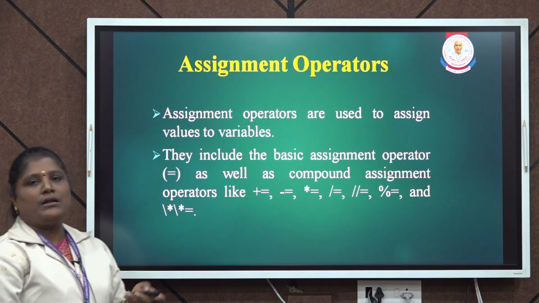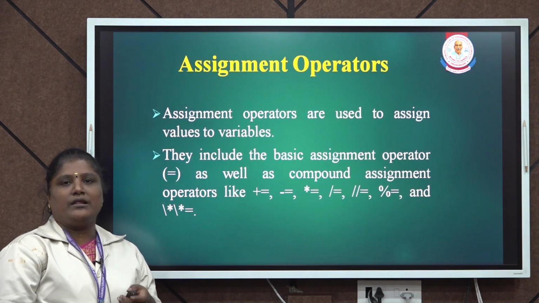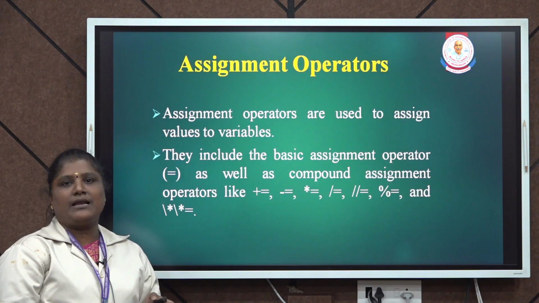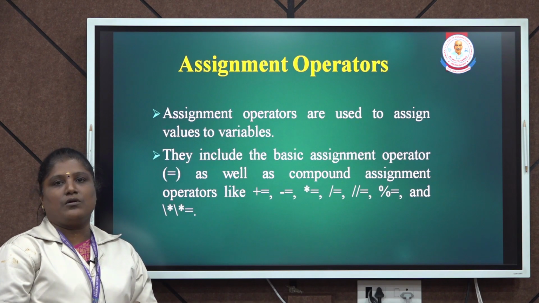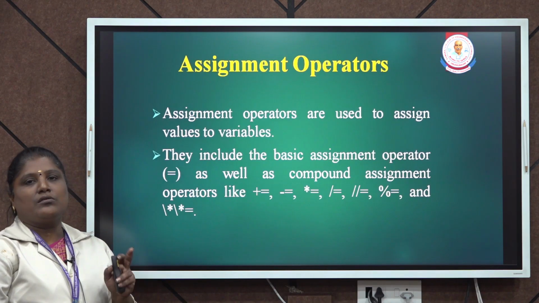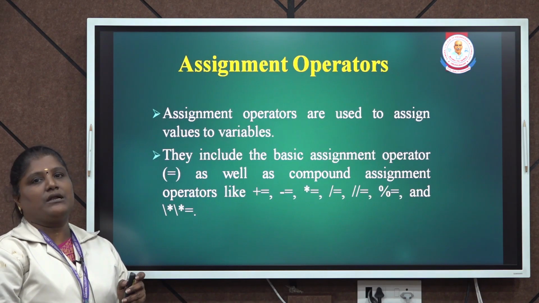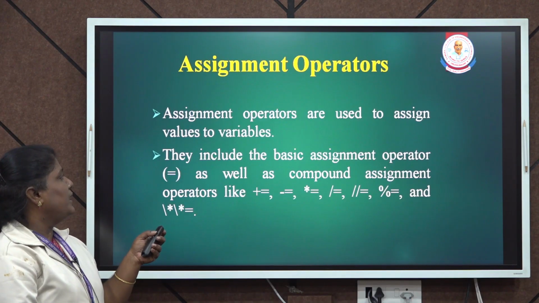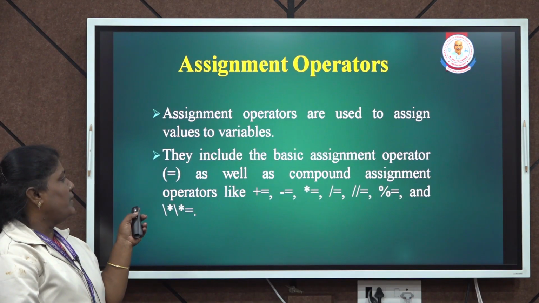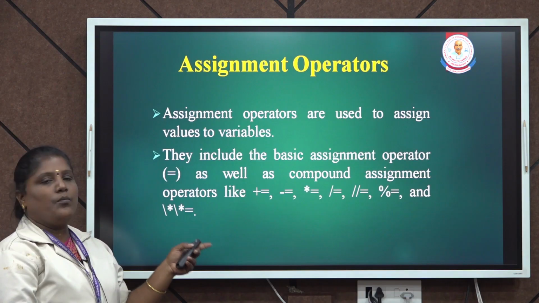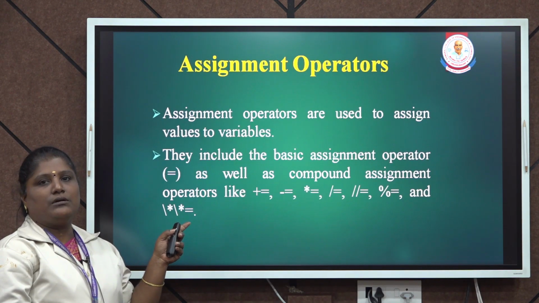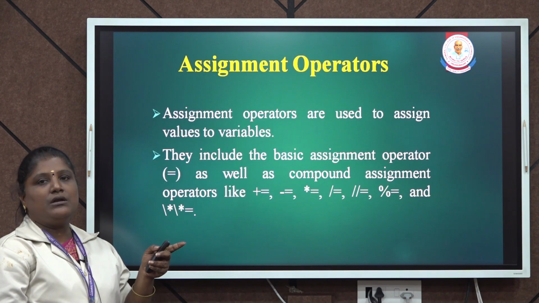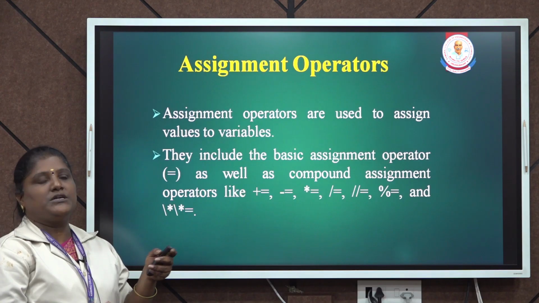Next we move on to the assignment operator. So, what is meant by assignment? Assignment means assigning a value to a particular variable. So, it is known as the assignment operator. We use the symbol equal. So, equal means assignment operator. The basic assignment operator is equal, and the compound assignment operators are plus equal, minus equal, multiplication equal, division equal, modulo division equal, floor equal and exponentiation equal.